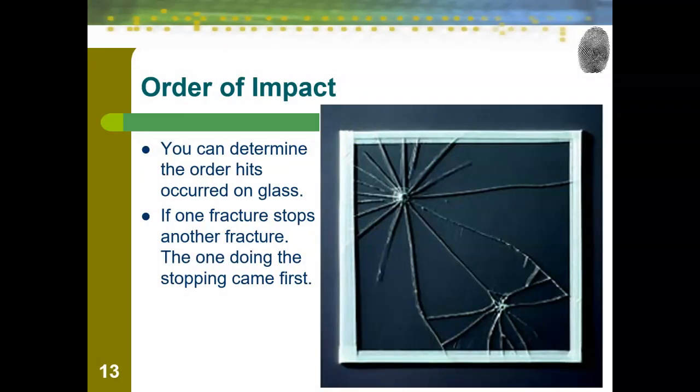We can also determine the order the impacts occurred in if we have more than one impact. And this is actually more simple than you may think. You can determine the order of the hits that occurred in glass because one fracture will stop another fracture, and whichever fracture did the stopping came first. So in this picture on your screen right now, I know with certainty this fracture occurred first, and this one occurred second because we can see the second one is trapped inside the radial fractures of that first hit. So this was our second one, that was our first one. Once again, this can be very important in order to figure out the story of what happened or to confirm a story a witness is telling you of what happened.